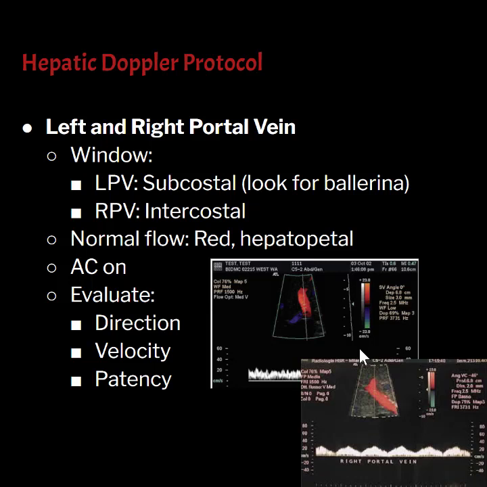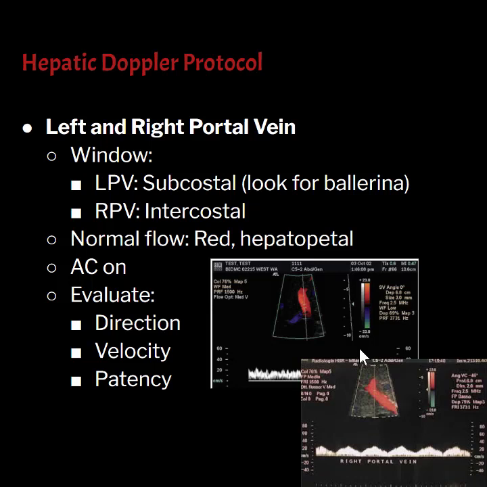Next, we will evaluate the left and right portal vein. For the left portal vein, you will use a subcostal view. Recall when you are imaging the liver in transverse of the left lobe, you start at the superior portion, you'll see the hepatic veins go by.